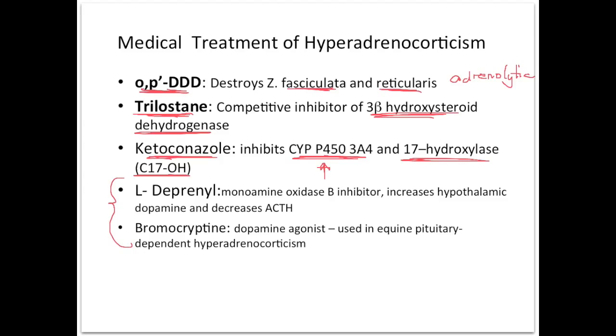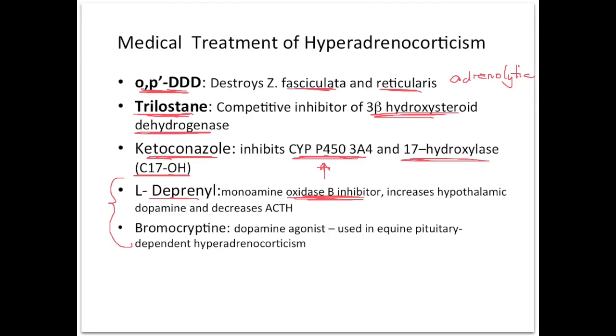Let's start with aldepranyl. Aldepranyl is a monoamine oxidase B inhibitor, and it increases hypothalamic dopamine by blocking its degradation, and that would decrease ACTH. When it first came out for use in the dog, it took some time for it to come to steady state. The effects were not as dramatic as people were used to at that time, comparing it to OP prime DDD. And in some cases, some animals were less responsive.